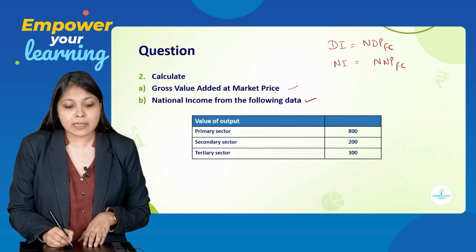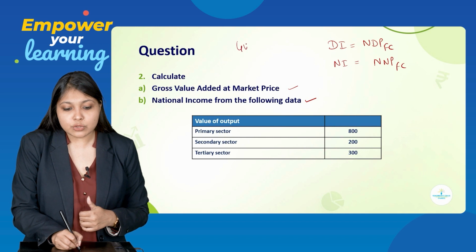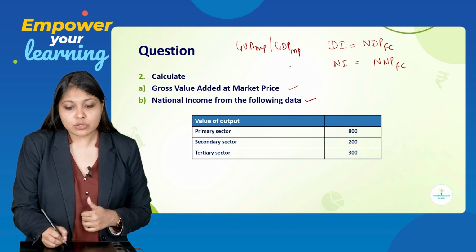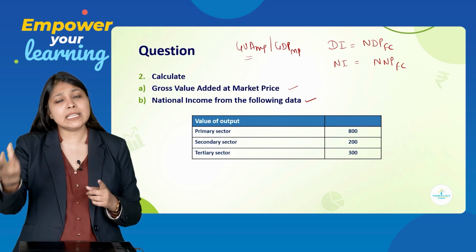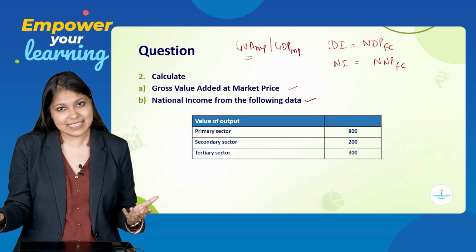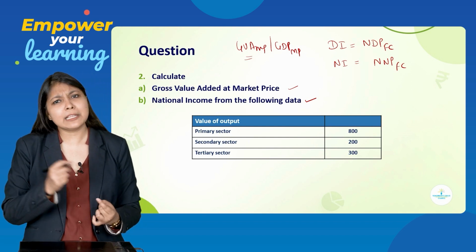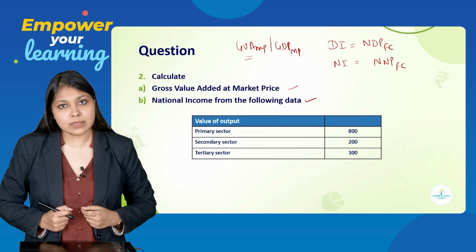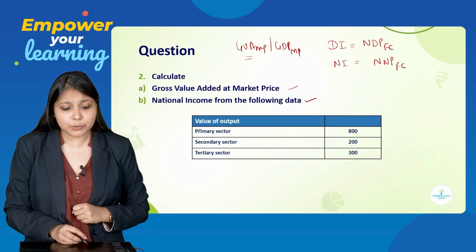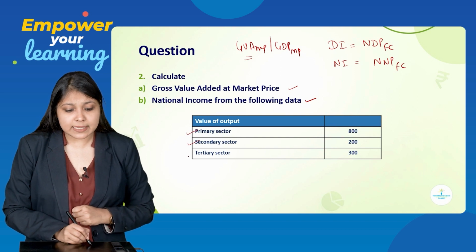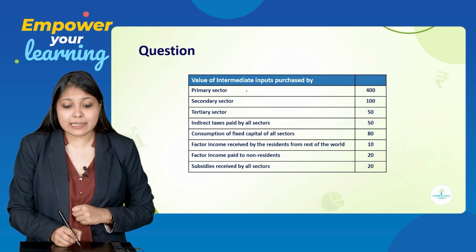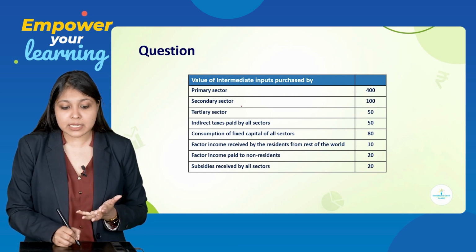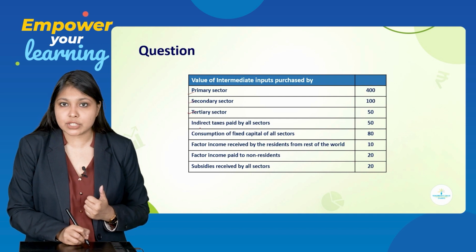And here first of all, you will have to find out GVMP. So, GVMP is nothing but your GDPMP. So, if you get one aggregate, you can very easily find out the other aggregate. Yes, of course. If I have one aggregate, I can very easily find out the second aggregate. So, in the question, let us see what all things are given. First, value of output is given: primary sector, secondary sector and tertiary sector. Then, value of intermediate inputs purchased by the primary sector, secondary sector, tertiary sector are given.